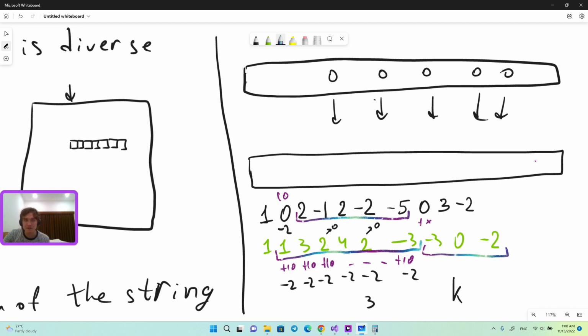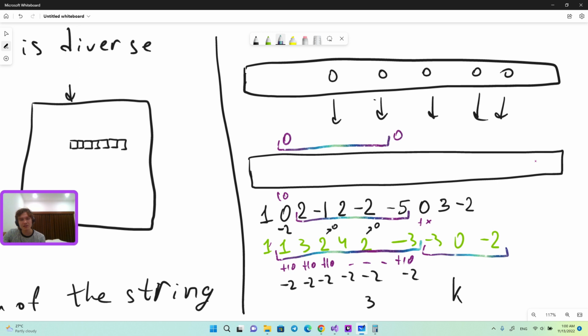So the solution is as follows. I find all prefix sums. Then I consider all pairs of two neighboring, two consecutive zeros. Then I consider all these prefix sums, find the maximum number of equal sums, and I add them to the answer.